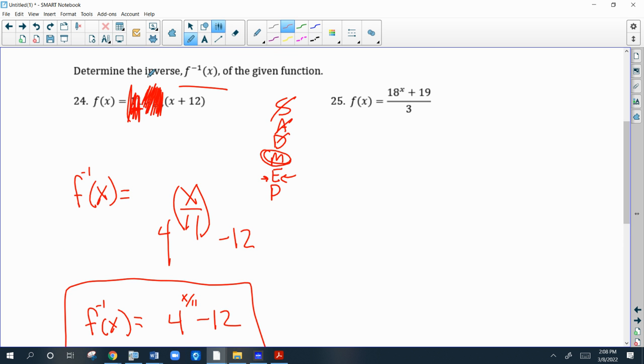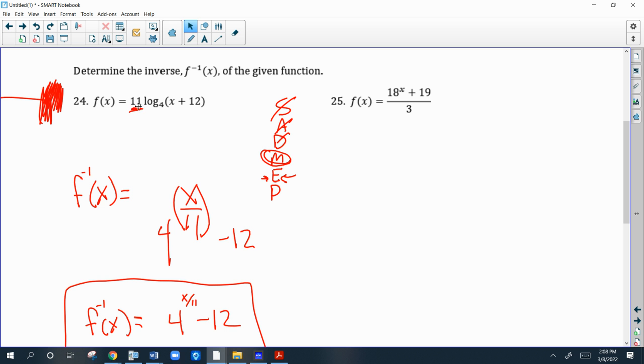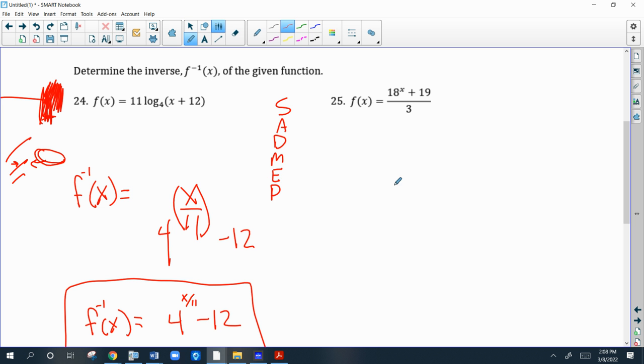So just undo everything in the correct order, knowing that exponential functions undo the logs and logs undo exponentials, just like we're going to see on this next problem. 25. We're still trying to find the inverse. So let's start with an x. I'm going to put it over here because I know I'm probably going to have to do a log. So I'm going to leave room for it.